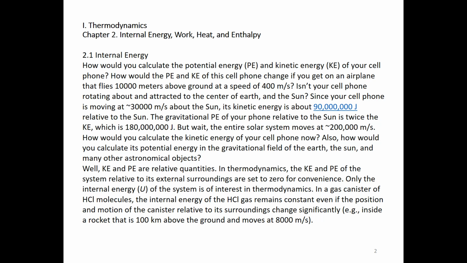You and your cell phone are also rotating about the sun at 30,000 meters per second. So relative to the sun, the kinetic energy of your cell phone is about 90 million joules. The gravitational potential energy of your phone relative to the sun is twice its kinetic energy. It's 180 million joules. But don't forget this: the entire solar system is moving at 200,000 meters per second.